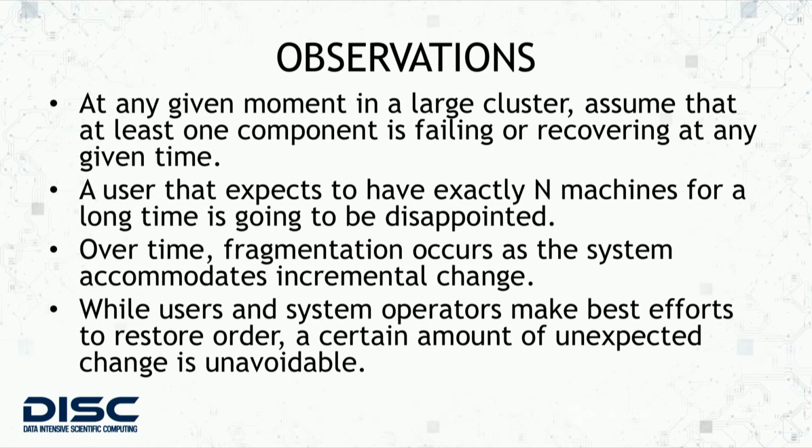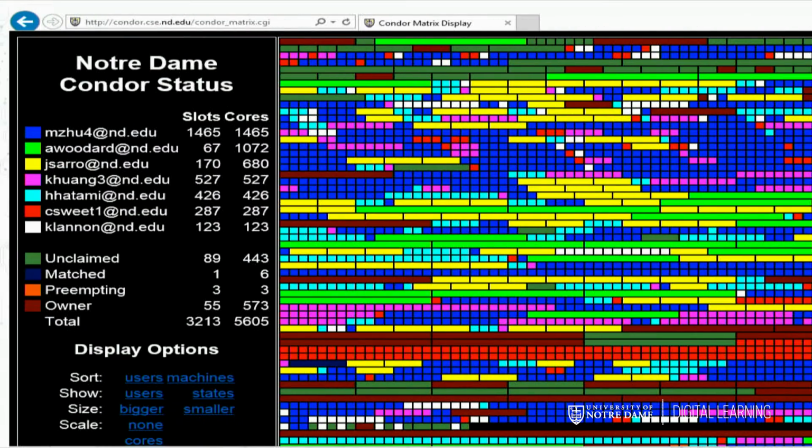And finally, while users and system administrators are always going to do their best to keep order in the system, a certain amount of change or churn is unavoidable. If you watch the status of any one of these clusters, things are constantly going on. Now let me show you a real example of the animation that I just showed you.